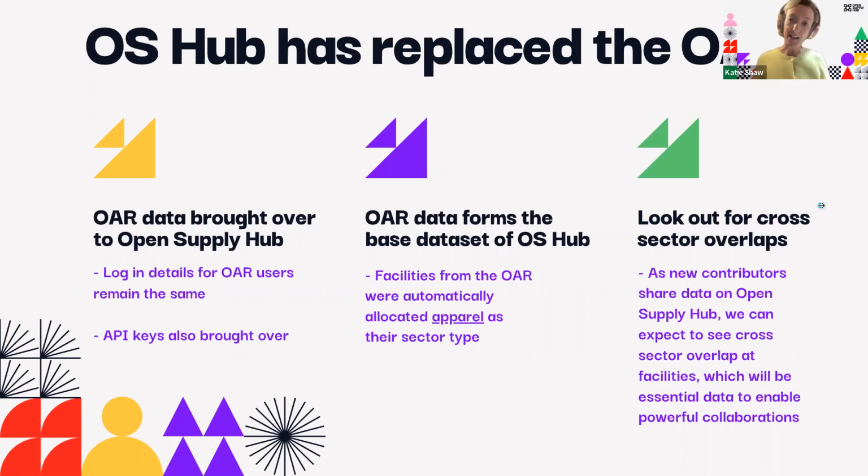I'll also note that those unique IDs that were allocated to facilities in Open Apparel Registry were moved over. The only difference is that instead of being known as an OAR ID, IDs in Open Supply Hub are referred to as Open Supply Hub IDs. For users that have come on this journey with us from Open Apparel Registry to Open Supply Hub, I encourage you all to look out for cross-sector overlaps. As we have new contributors sharing data with Open Supply Hub, we can expect to see cross-sector overlap at the facility level, which in turn will be essential data to enable powerful collaborations.